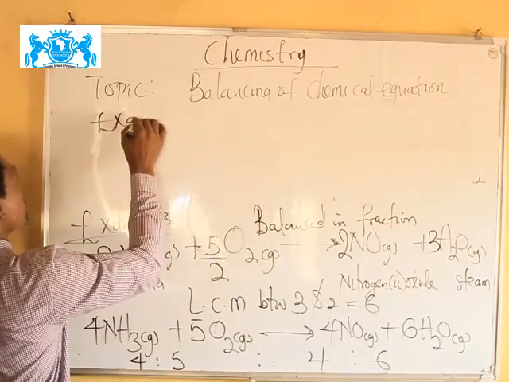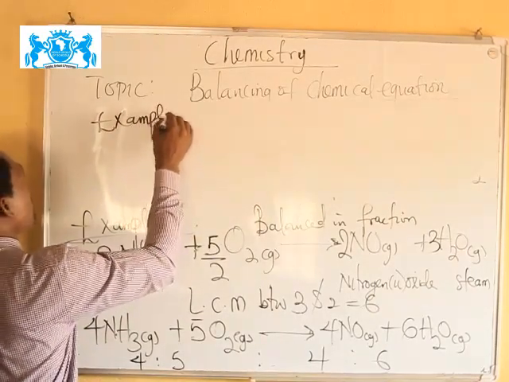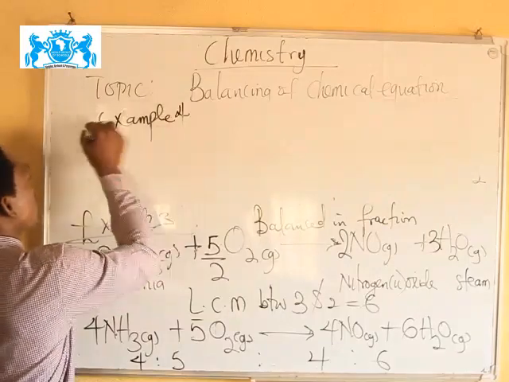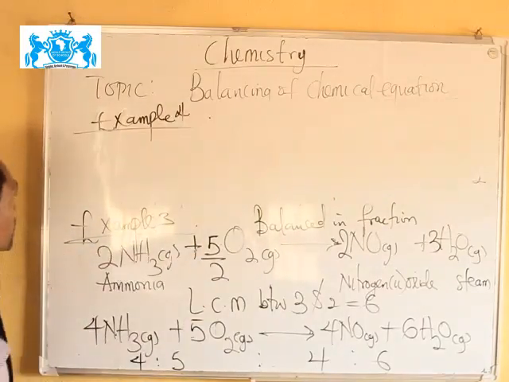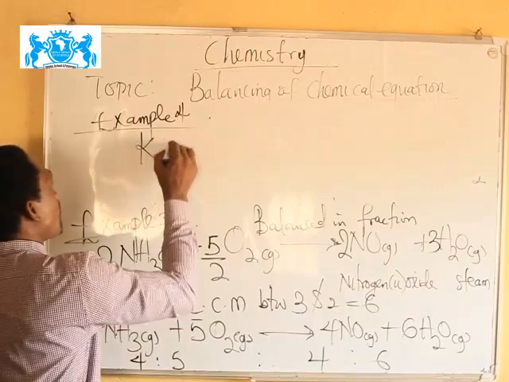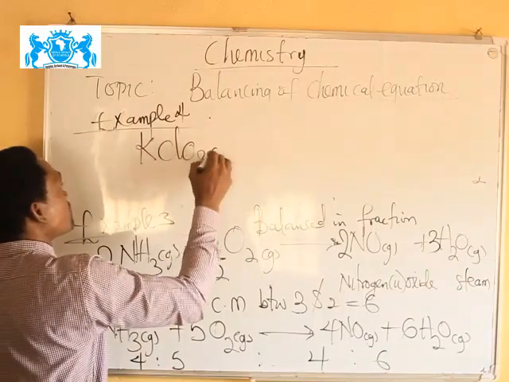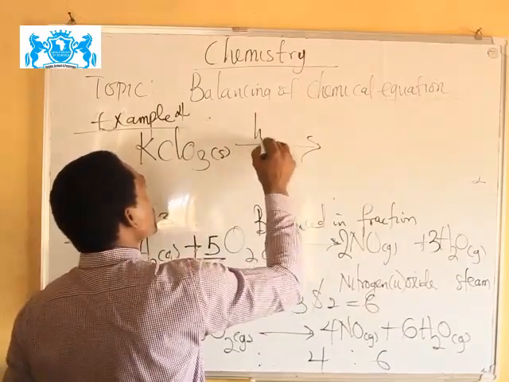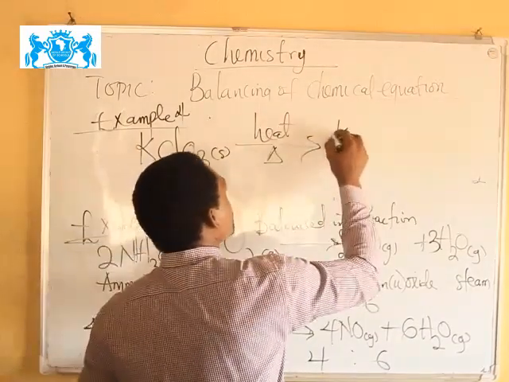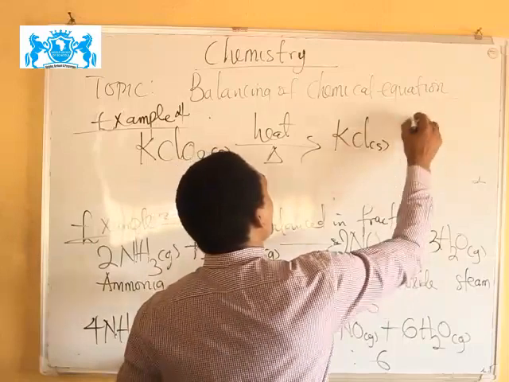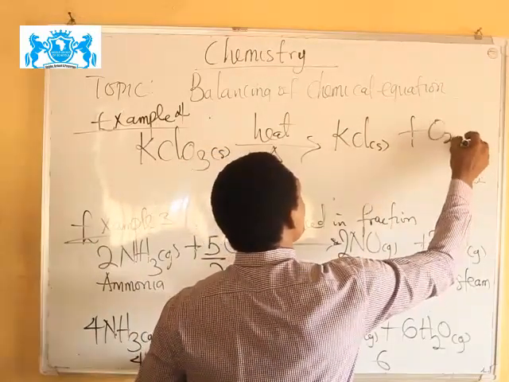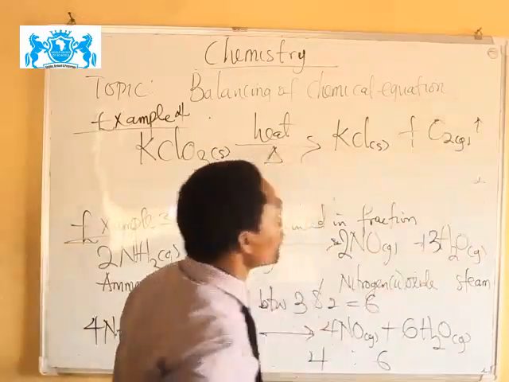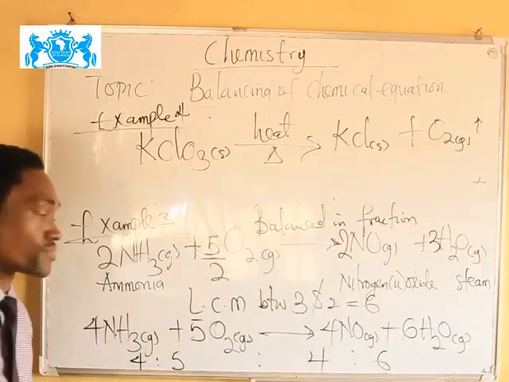Example 4. The decomposition of potassium chlorate, KClO3, when heated produces potassium chloride and liberates oxygen as a gas. Now you attempt to balance this equation.